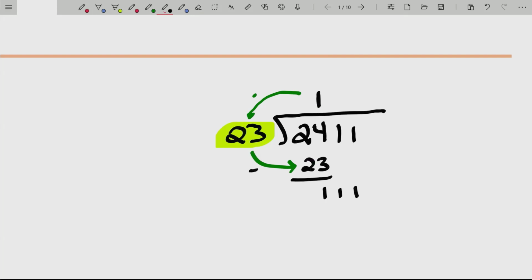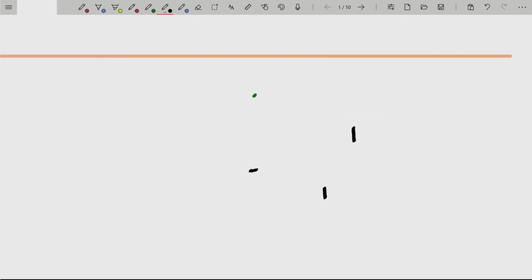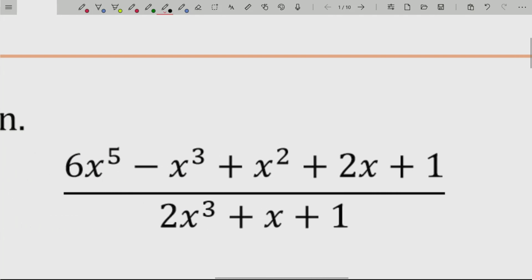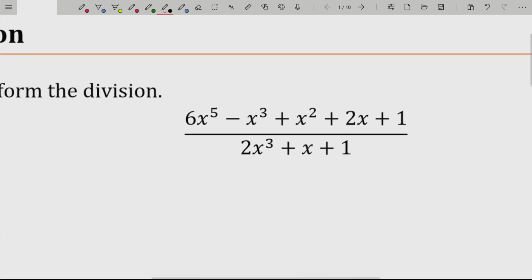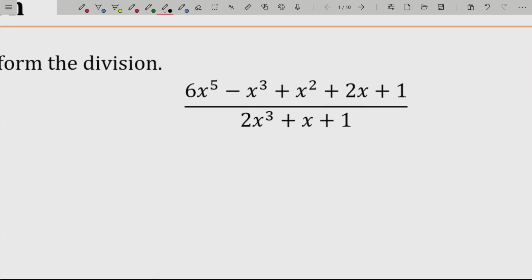So this is how we are going to do long division using polynomials. It's a little bit more prescribed with polynomials, to be honest with you. I think a little bit easier. It's a little bit more straightforward. So let's go ahead and repeat that process.